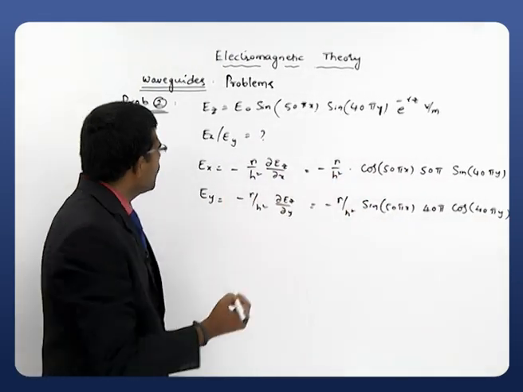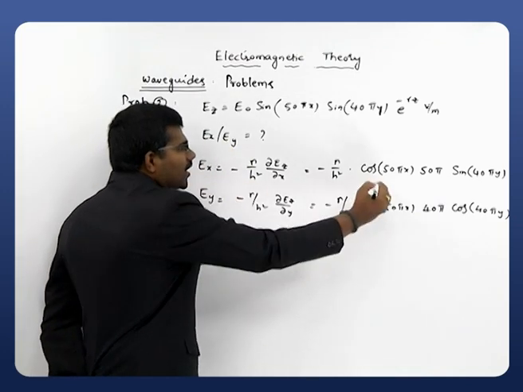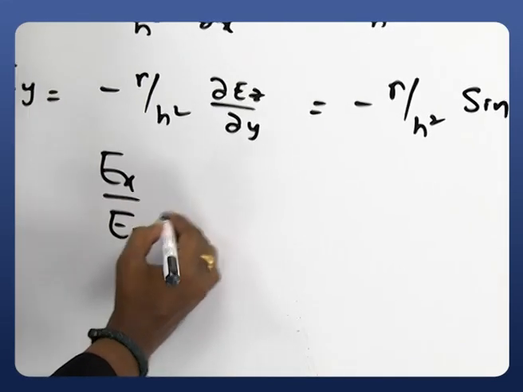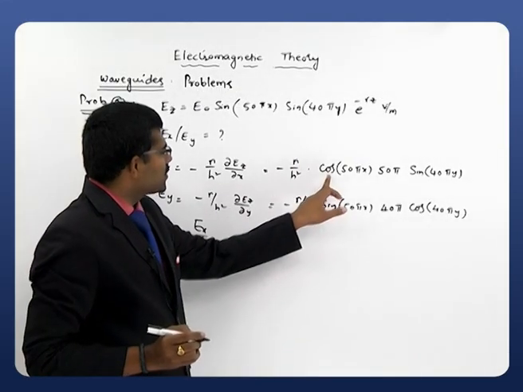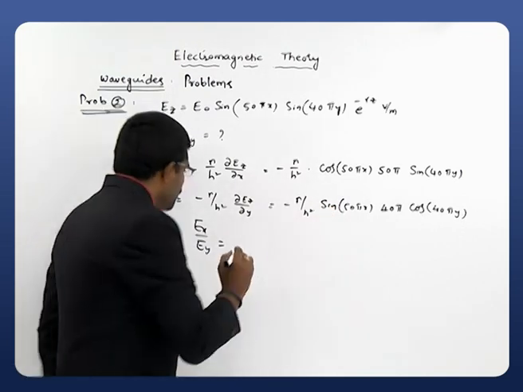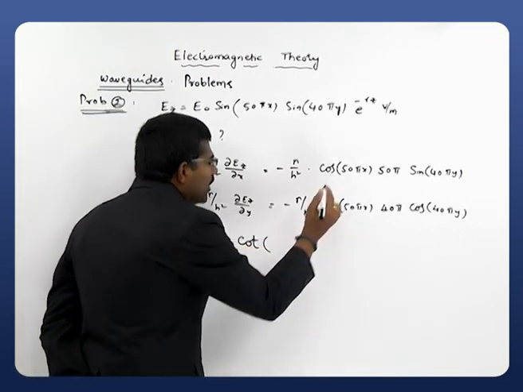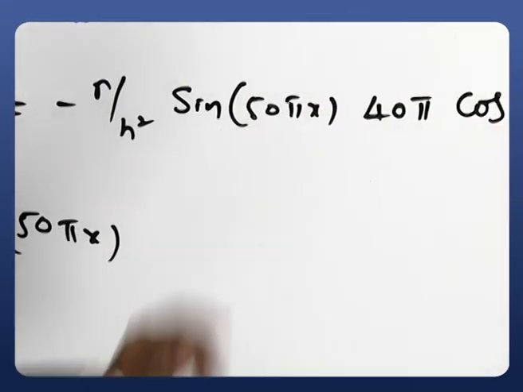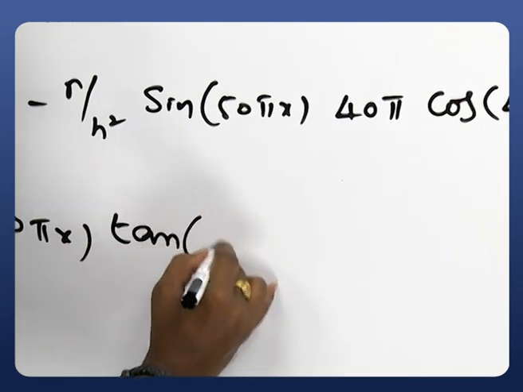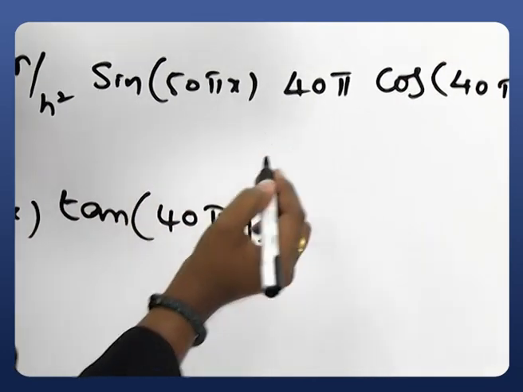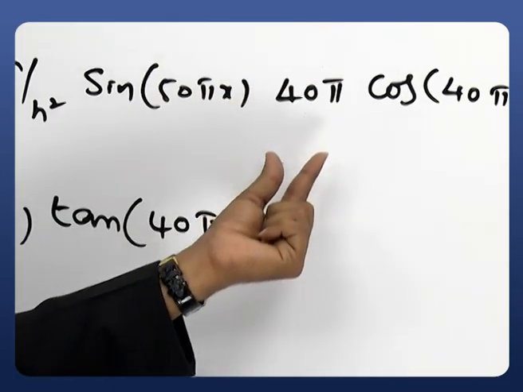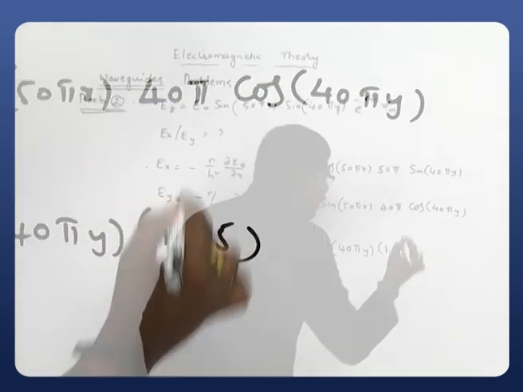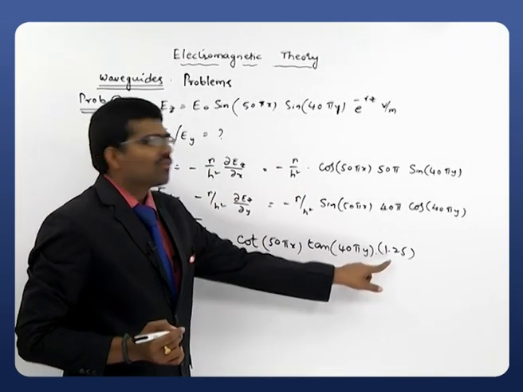Now what is the quantity we require? Ex to Ey. Just take the ratio of these two. If you are taking the ratio of these two, that is Ex/Ey equals, this term will vanish, cos by sin is cot. So simply it is cot 50πx, and sin by cos is tan, that is tan 40πy. π will be cancelled, 50 by 40, so 5 by 4, approximately 1.25. So this is the answer that we require.